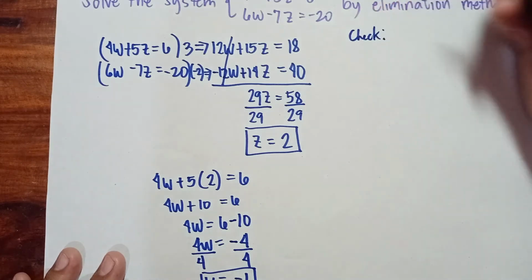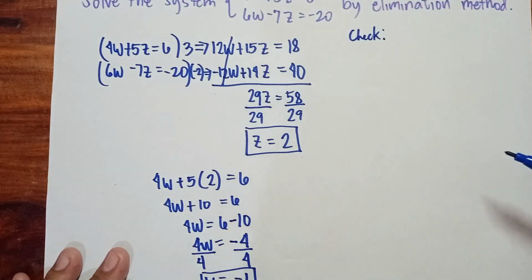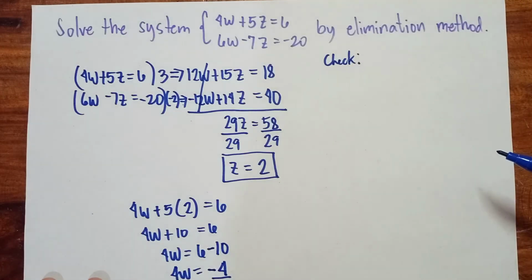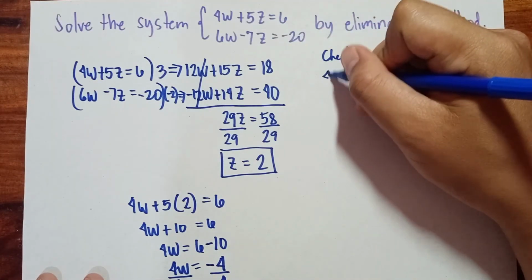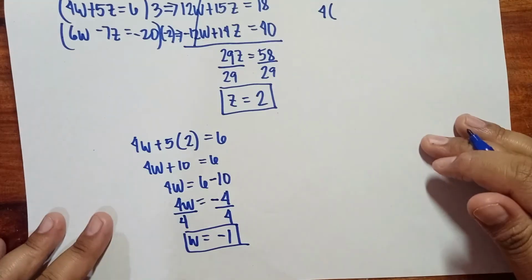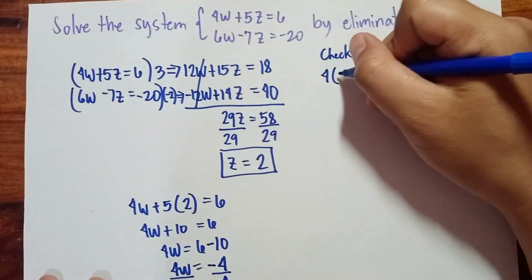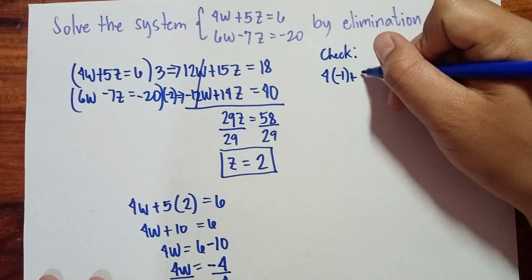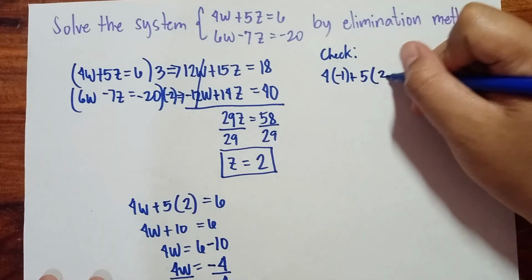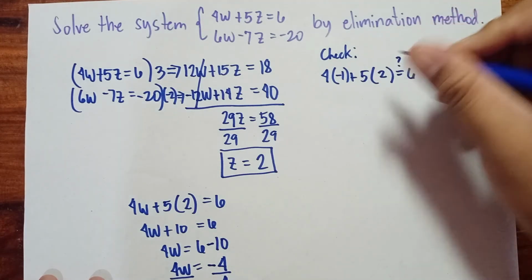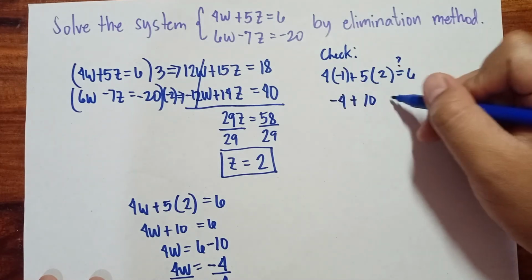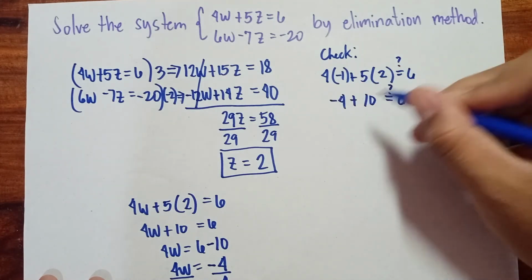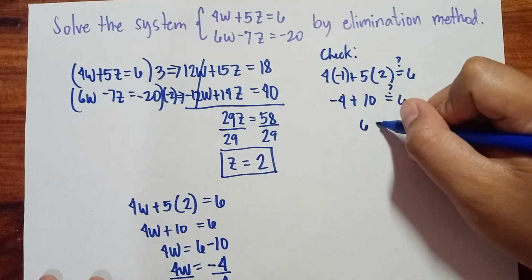Okay, check natin if the values of Z and W are correct. So, gamit tayo ng original equation. So, first equation, we have 4 times the value of W is negative 1. So, we have negative 1 plus 5 times Z is 2 equals 6. So, 4 times negative 1, that is negative 4 plus 10. So, 5 times 2 is 10 equals 6. Negative 4 plus 10, that is 6 equals 6.